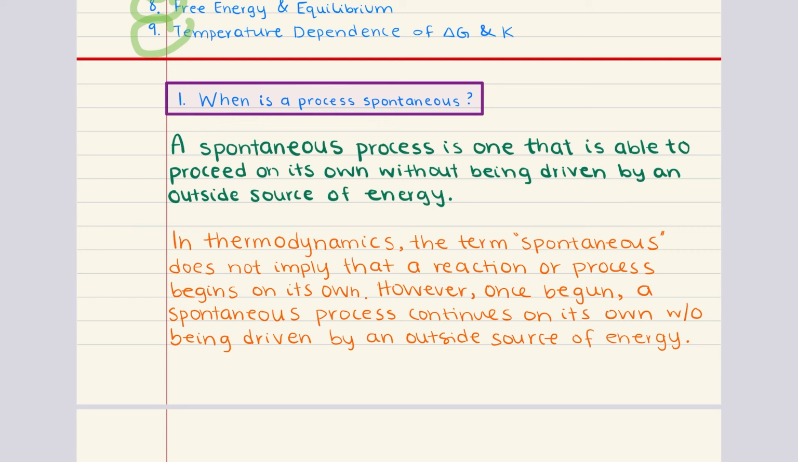When is a process spontaneous? In thermodynamics, a spontaneous process is one that, once initiated, can proceed on its own without the need for continuous energy input from an external source. This idea of spontaneity is central to understanding why certain chemical reactions occur naturally while others do not.